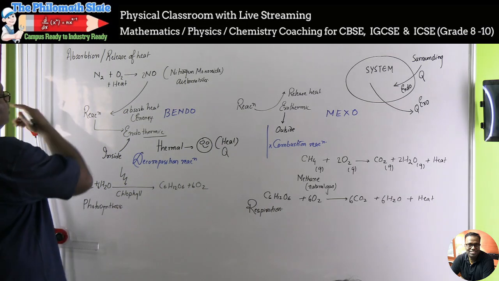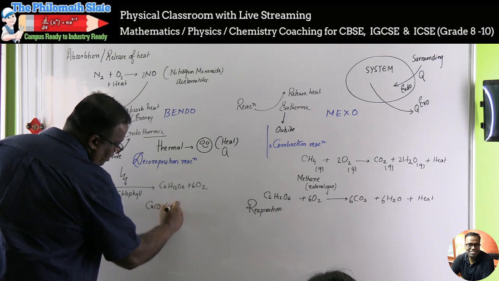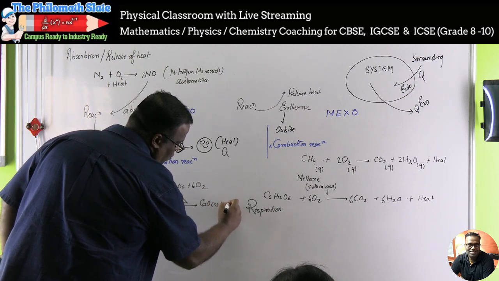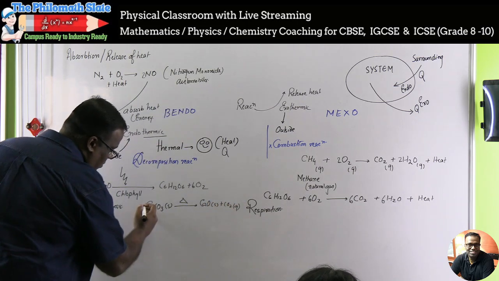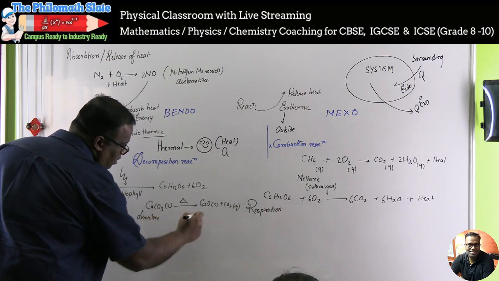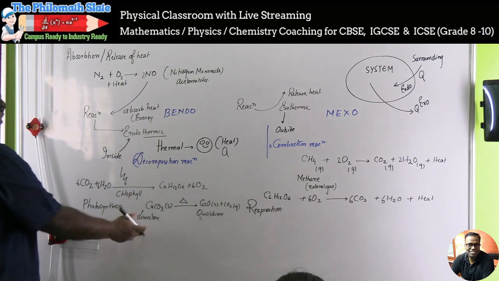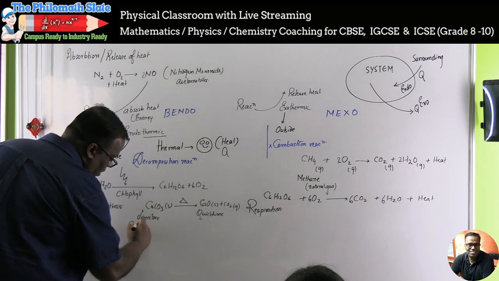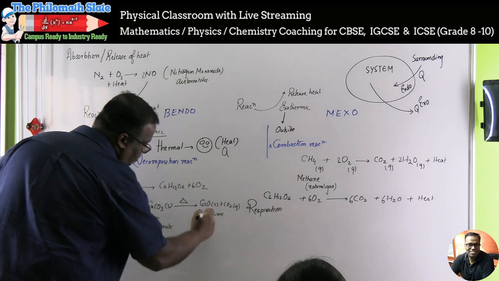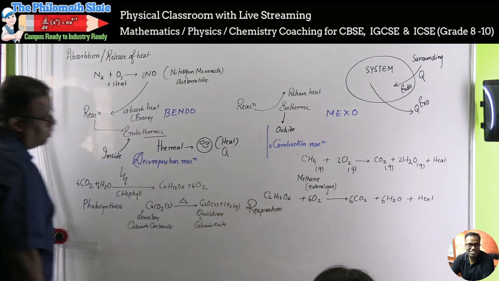Some more, take thermal decomposition. CaCO3 solid. When you give heat, it will form CaO solid plus CO2 gas. This is calcium carbonate. Calcium carbonate is also known as limestone, and it will give you quicklime. But you write the chemical name, okay? This is calcium carbonate, and it gives you calcium oxide. And I think you know what is CO2.